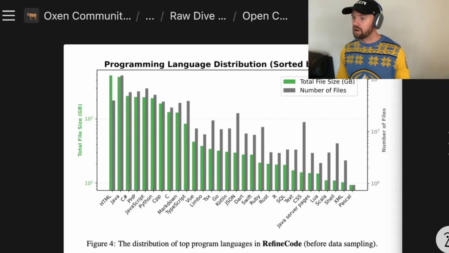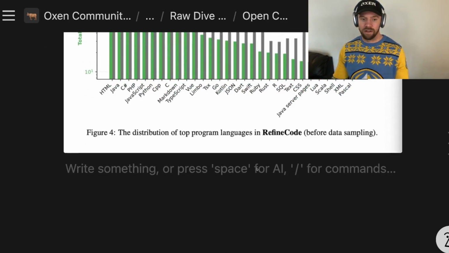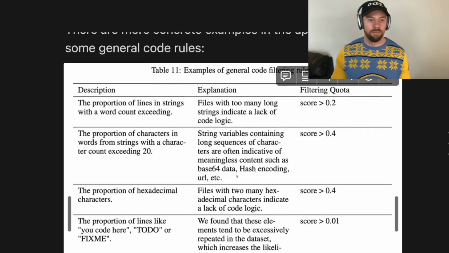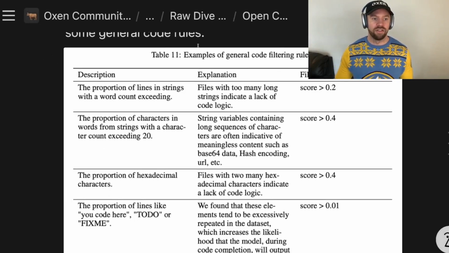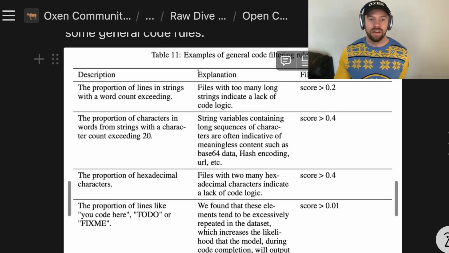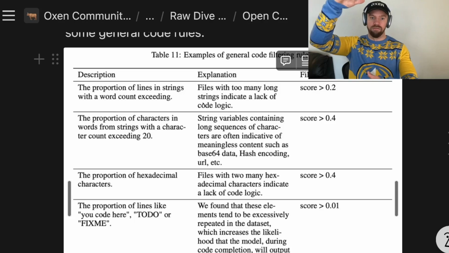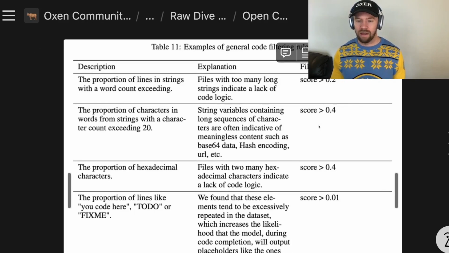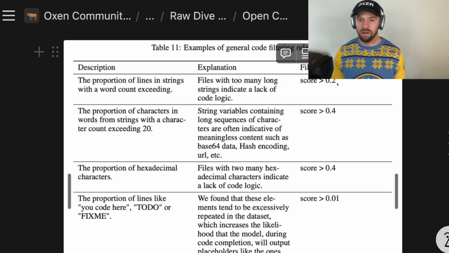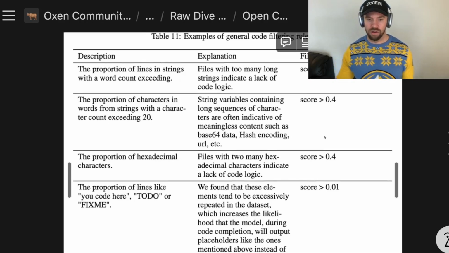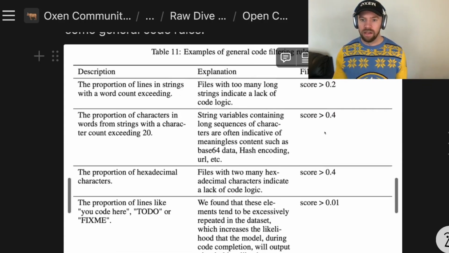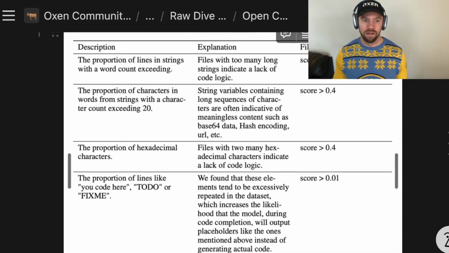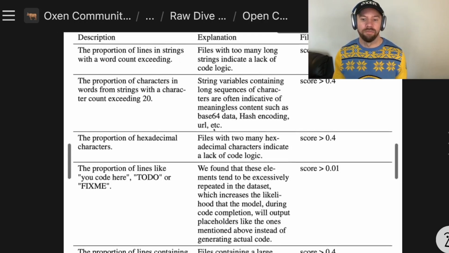They did have some more concrete examples of these rules in the appendix, which I thought were interesting. So the proportion of lines in strings with a word count exceeding... how many lines in the code is just like a big string. And then for each one of these, I think these were just hand-coded weights that they applied to each one. But it could be interesting to even train a logistic regression or something to learn how to weight these different rules.